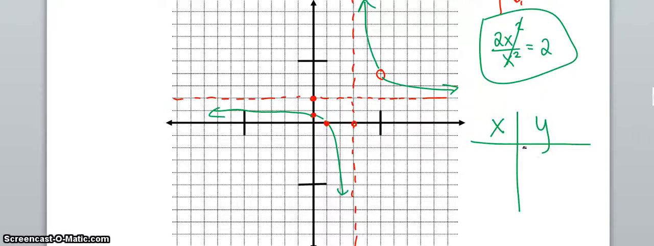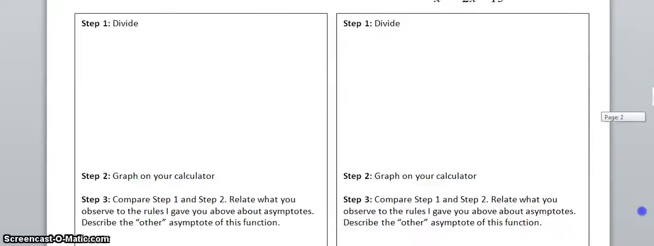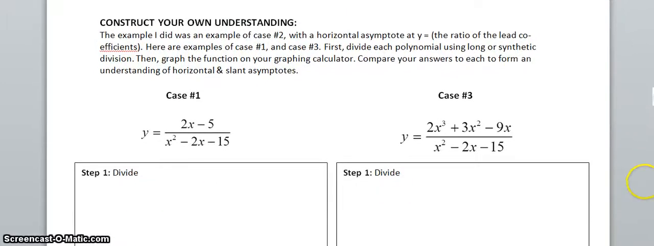I suggest you do that on your own paper and get a better sketch than what I have. But you know it's got to be up here because the hole's up here, and you know there has to be another branch down here because of the x and y intercepts. So that tells you what quadrants or what sections of the graph that will be in. Again, I know the asymptote thing is kind of confusing, so try these problems on your own and construct your own understanding of cases 1 and 3, and we will talk about it more in class.